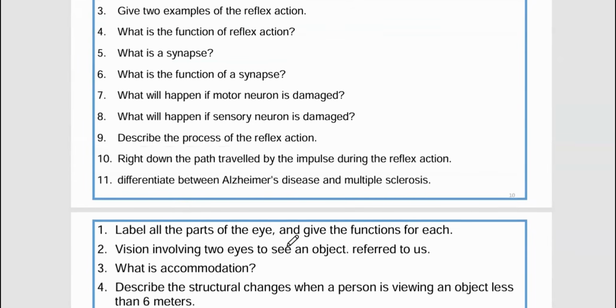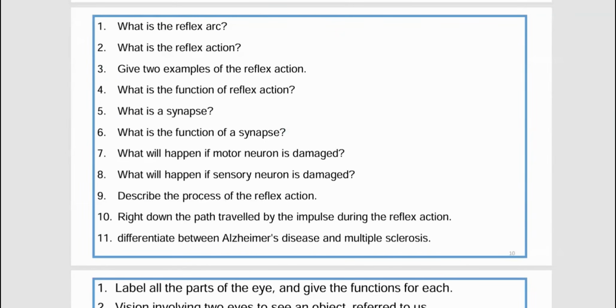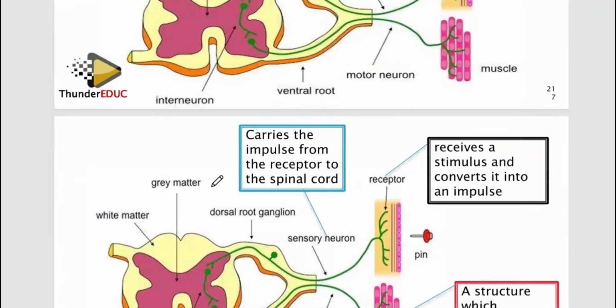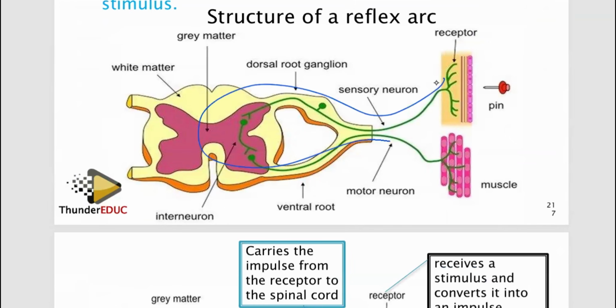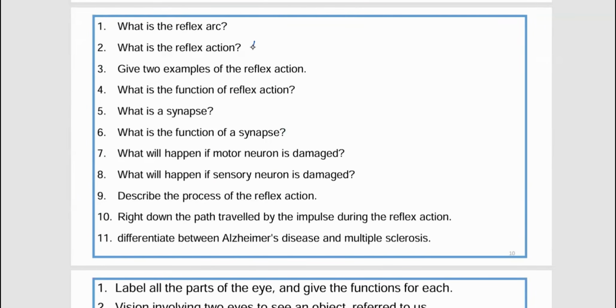So in that case, we go to these questions which you need to know as I come back with a reflex arc diagram. So what is the reflex arc? It is a path traveled by the impulse during the reflex action. We are talking about this path traveled by the impulse. This path is what you call the reflex arc. Then, what is the function of that? The function is to protect the body from further harm. That's the function of reflex action.